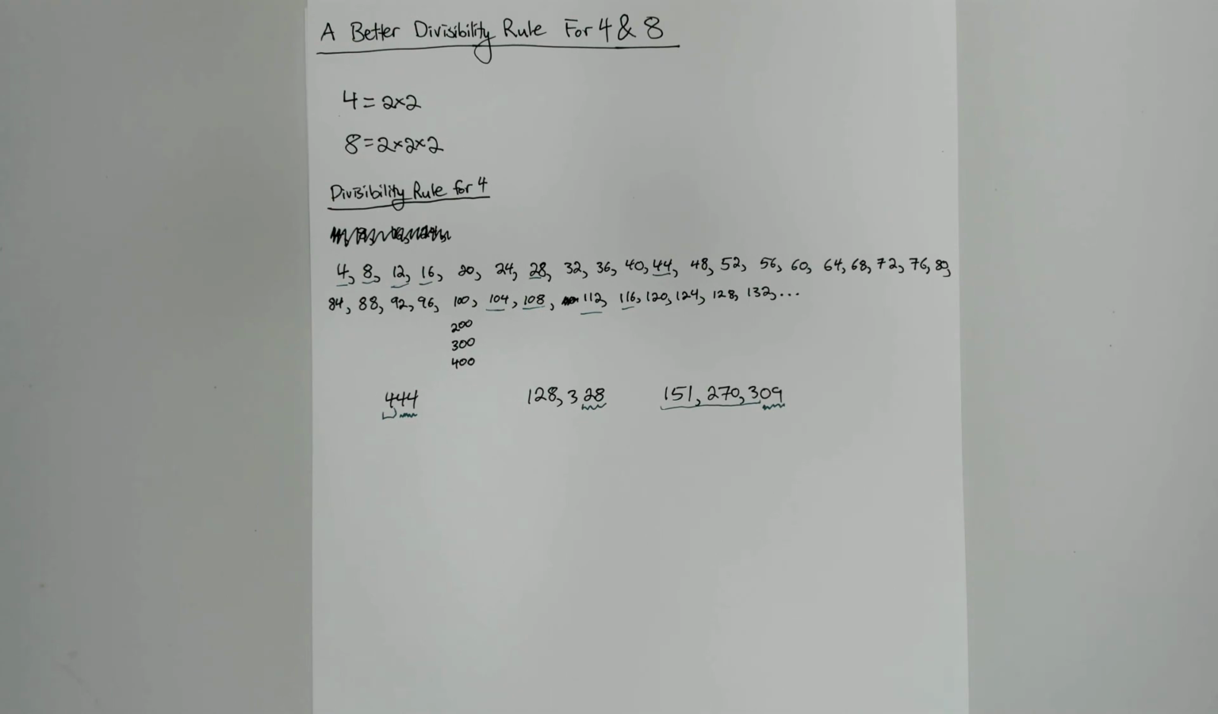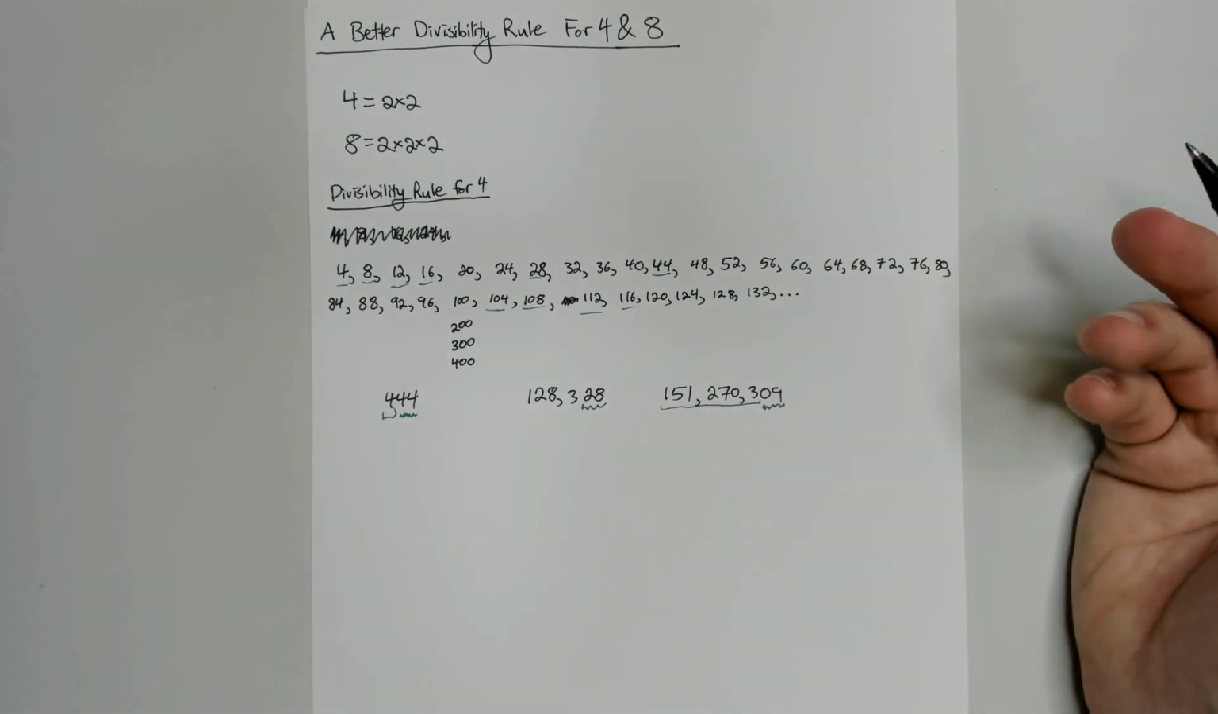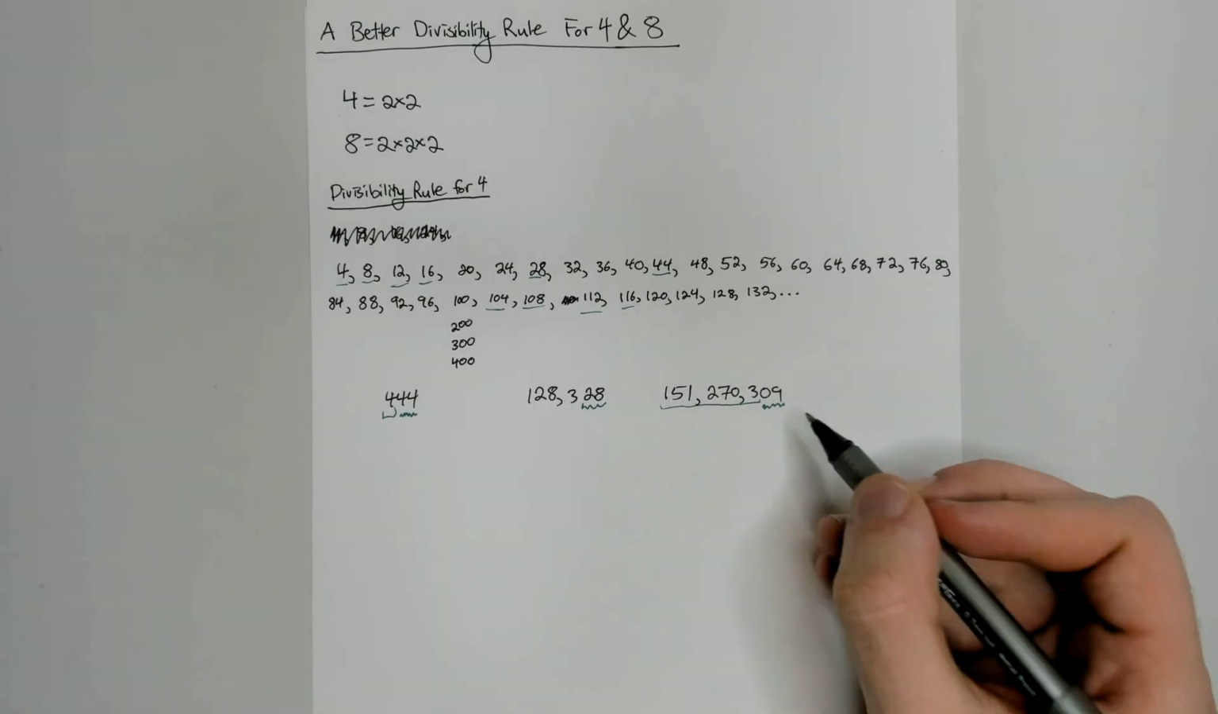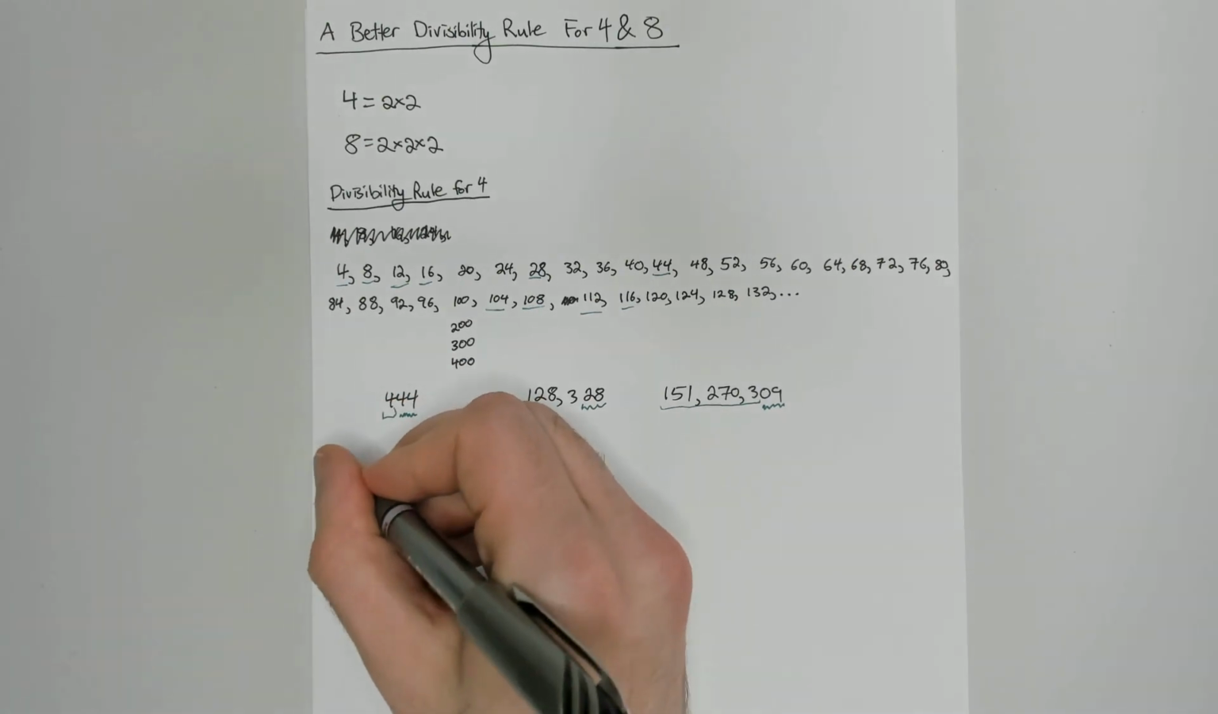So for practice with this, just do it as you would normally do it. Pick random numbers and see if they're divisible by 4, but try and use this method where you just look at the last two digits of the number. All right, so let's move on to the rule for 8.